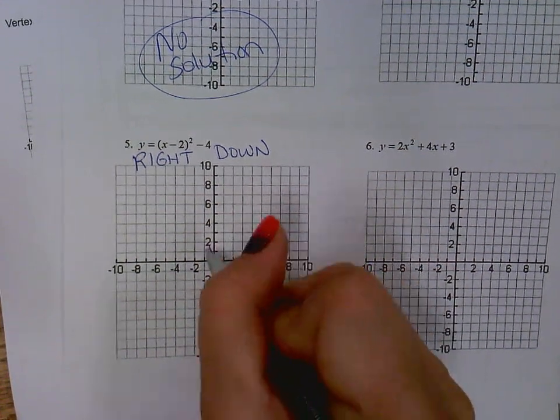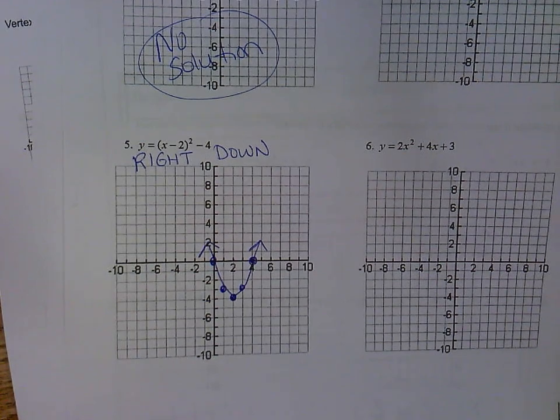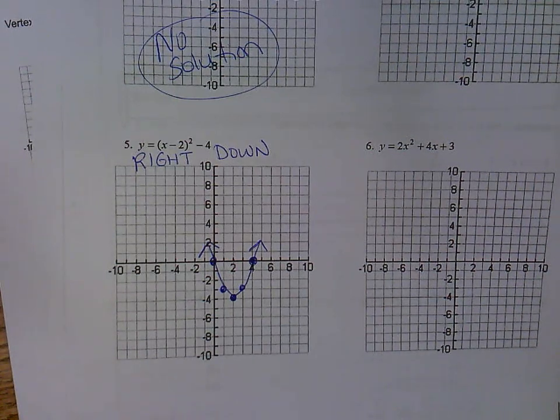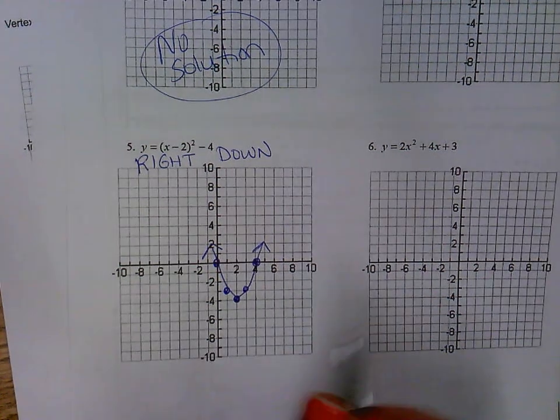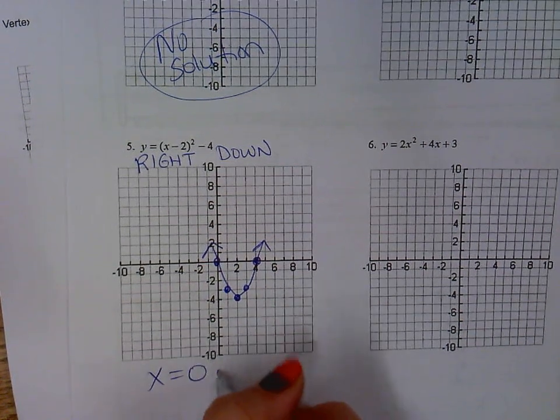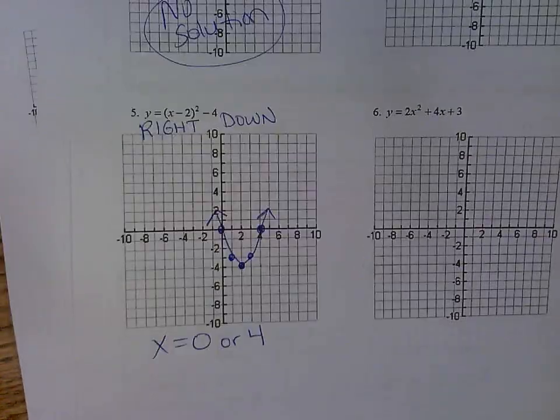It won't always hit the x-axis so nicely. These problems are set up so that you land on an integer. If I didn't land on an integer, would you know what the x-intercept was? You would just know it's like 4 point something. So we would need a calculator, but these are set up for you. So x is equal to 0 or 4 was your final answer for that one, right?